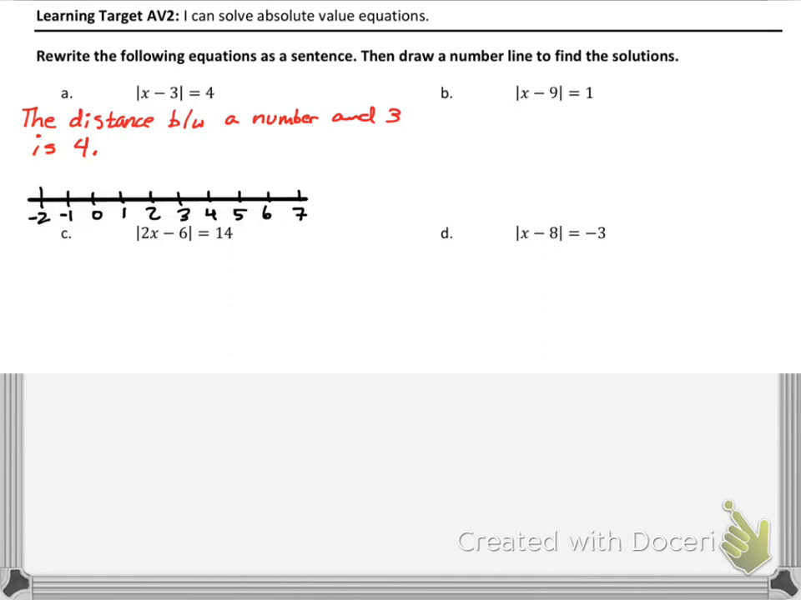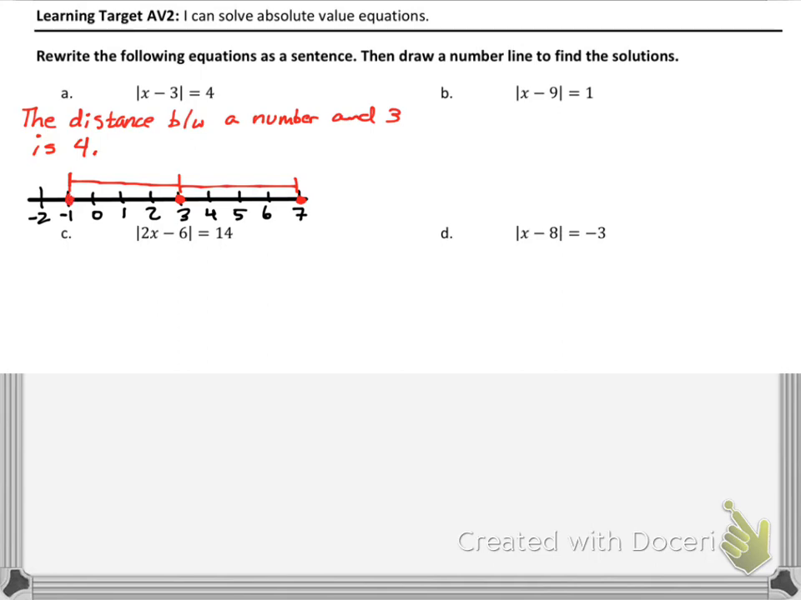Now, we know the obvious number, right? The obvious number is 7. So here's the 3, and it says the distance between some number and 3 is 4. So 4 spaces, 1, 2, 3, 4 spaces. But 7 isn't necessarily the only one, because if you go the opposite way on a number line, 1, 2, 3, 4 spaces, you also land on negative 1.